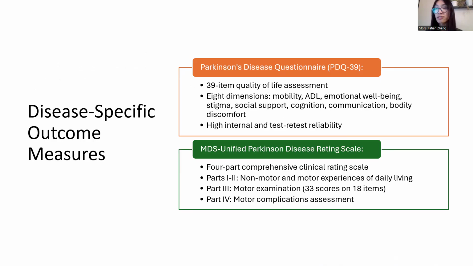The MDS Unified Parkinson's Disease Rating Scale is our most comprehensive clinical rating tool. It's divided into 4 parts. Parts 1 and 2 assess non-motor and motor experiences of daily living. Part 3 is the motor examination with 33 scores on 18 items, and Part 4 evaluates motor complications. These standardized tools are essential for tracking disease progression and treatment effectiveness.